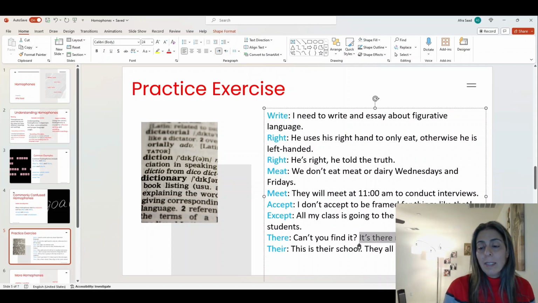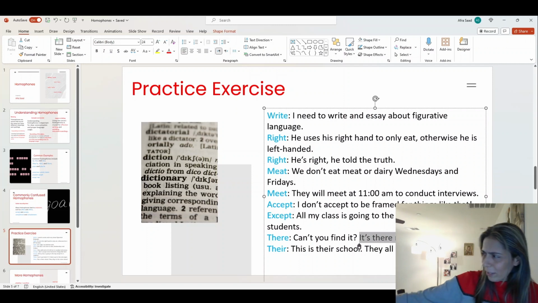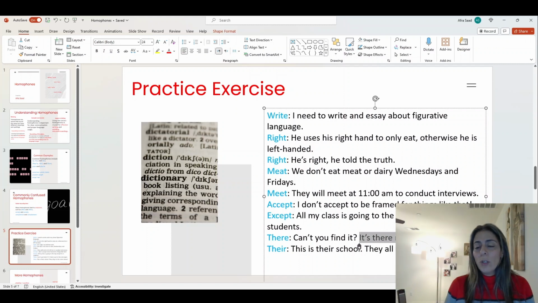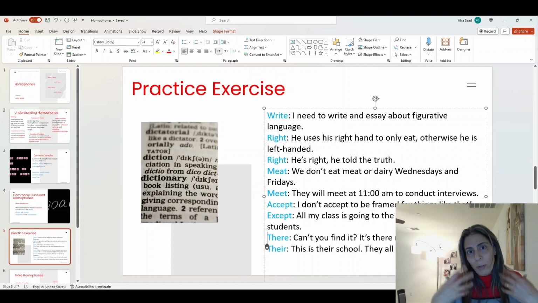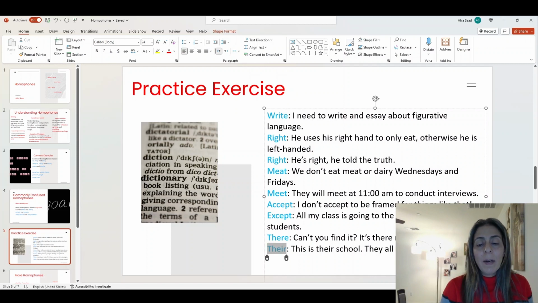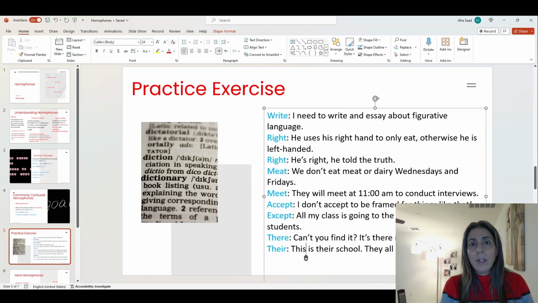And this happened one day in the classroom when I was asking the student to bring me the trash can. And he went there and he didn't find it. I was like, you can't find it? It's there next to the red carpet. So this is what there means. It's referring to a place. But this their, we have only the I-R instead of E-R-E. This is their school. They all go to the same school.